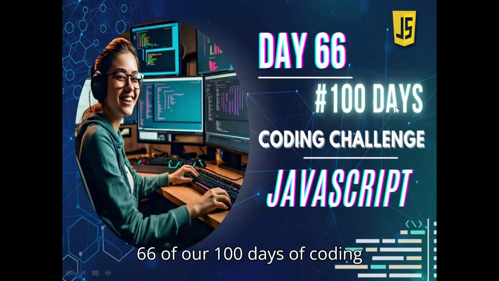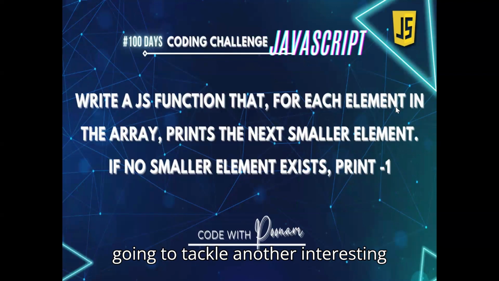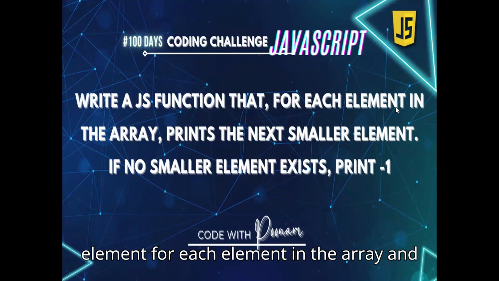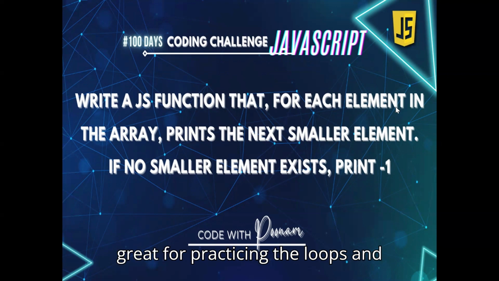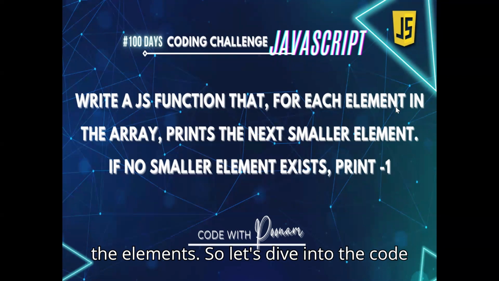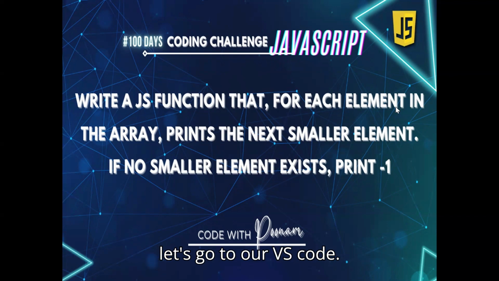This is day 66 of our 100 Days of Coding Challenge in JavaScript, and today we are going to tackle another interesting problem. That is finding the next smaller element for each element in the array, and if no smaller element exists, print -1. This problem is great for practicing loops and understanding the concept of comparing elements. So let's dive into the code and start with our challenge. Let's go to our VS Code.